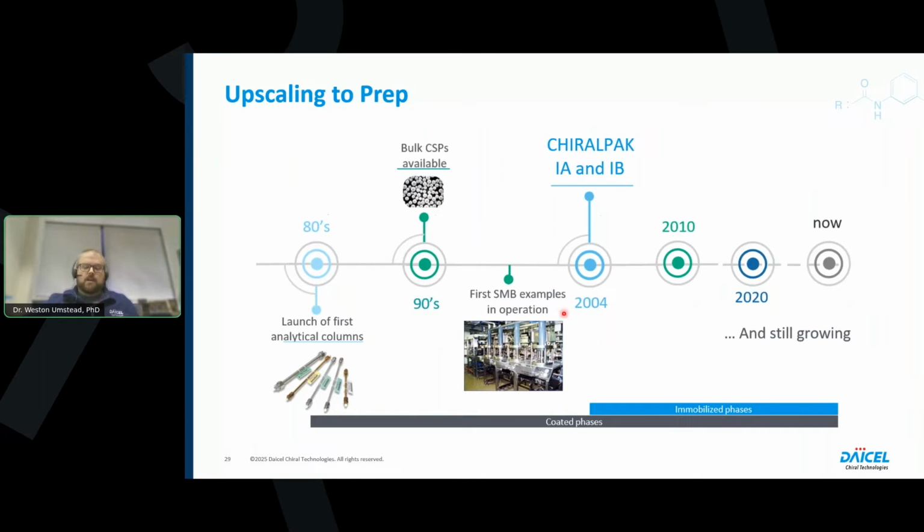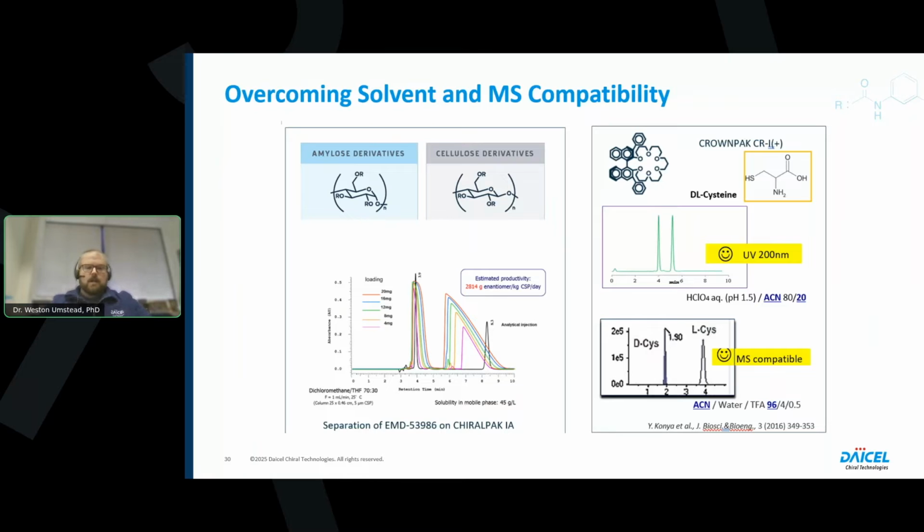We had innovations in technology. We had things like simulated moving bed chromatography that came out, which allows us now to do metric-ton scale chiral separations. We had the introduction of immobilization, which allowed us to use things like dichloromethane and ethyl acetate. So overcoming solvent and mass spec compatibility, immobilization was incredibly important.